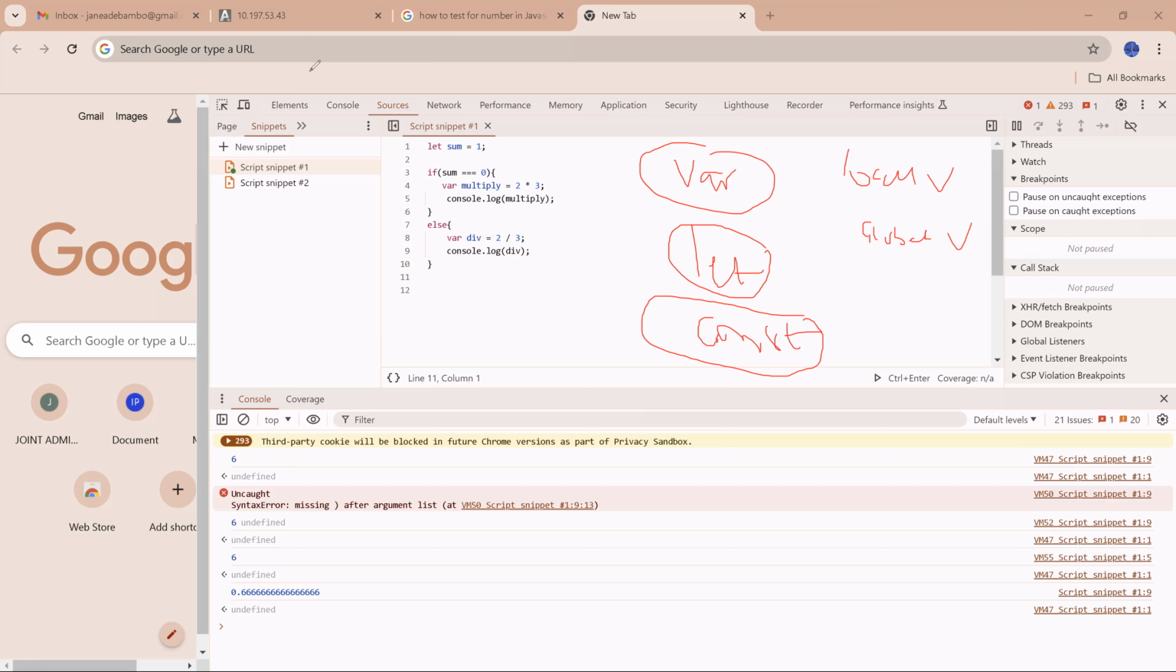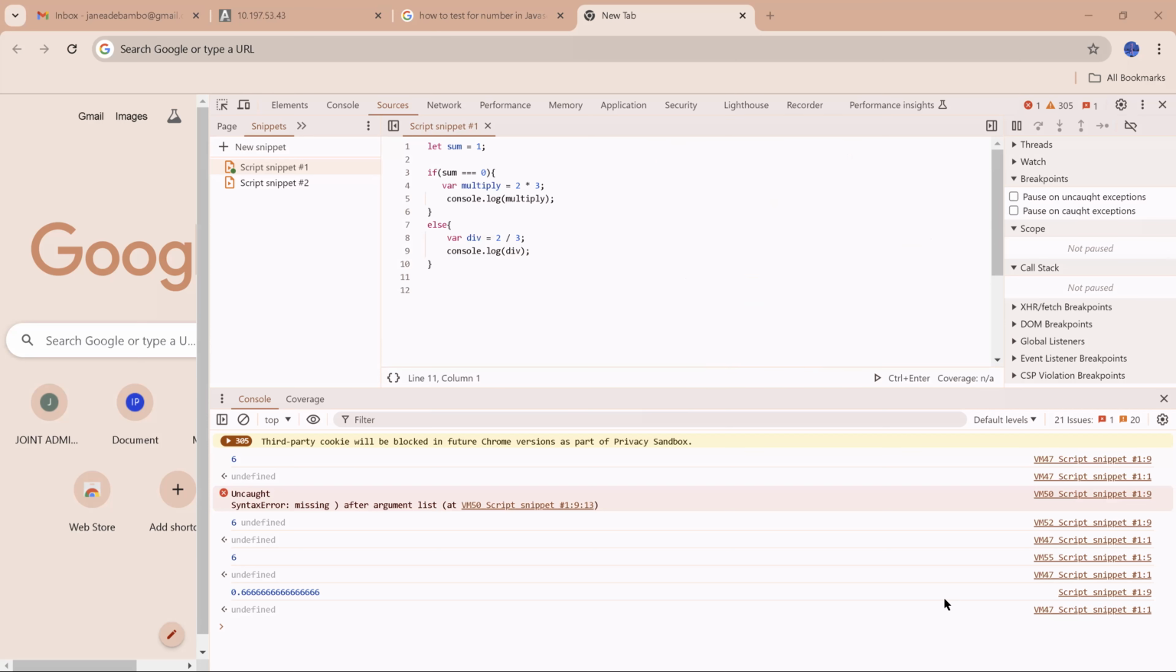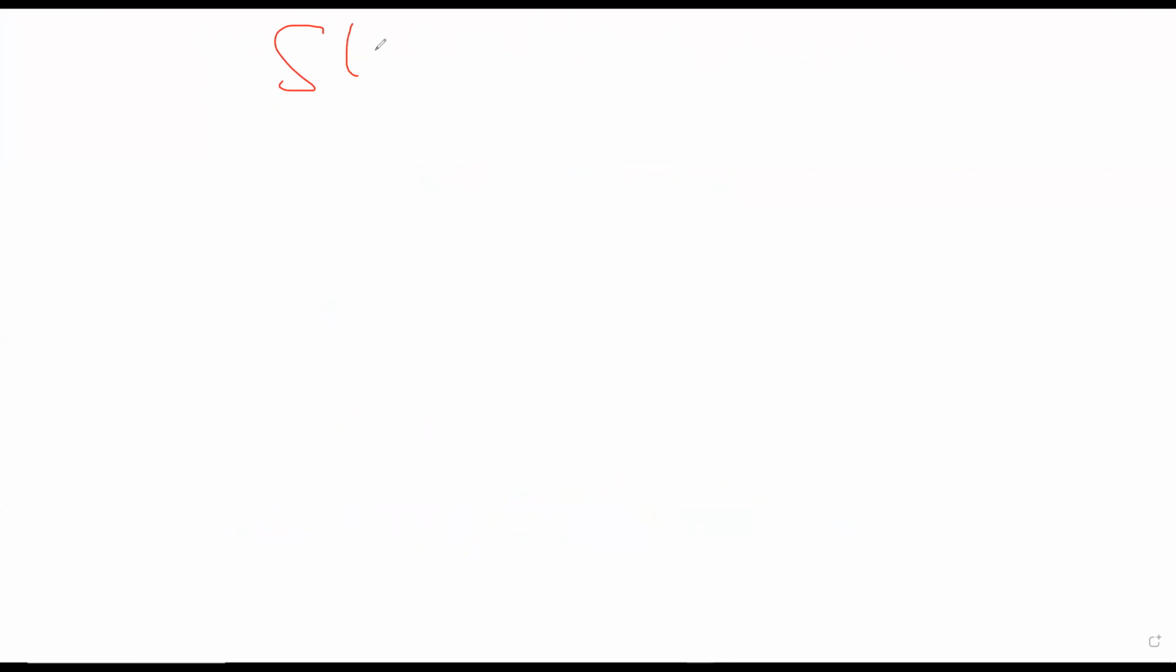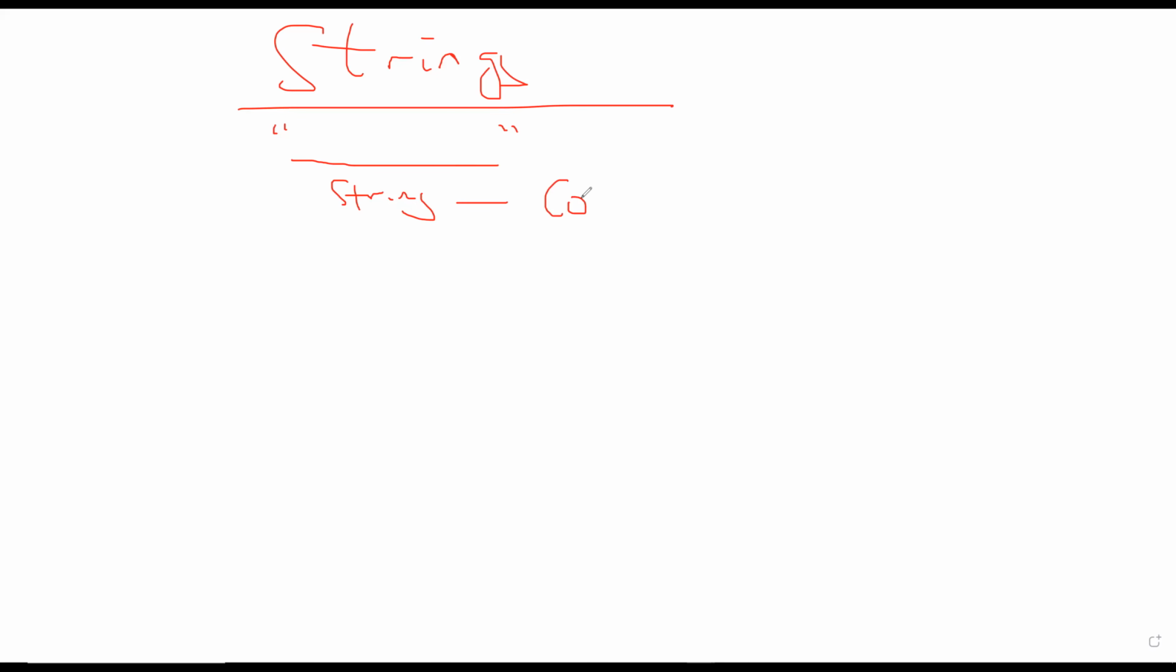Strings. We have been talking about strings for some time now. Hold on first, let me clear this screen. Strings. What are strings? Anytime we write data in double quotes, whatever is in between this double quote, we call it string. And string is a collection of characters.